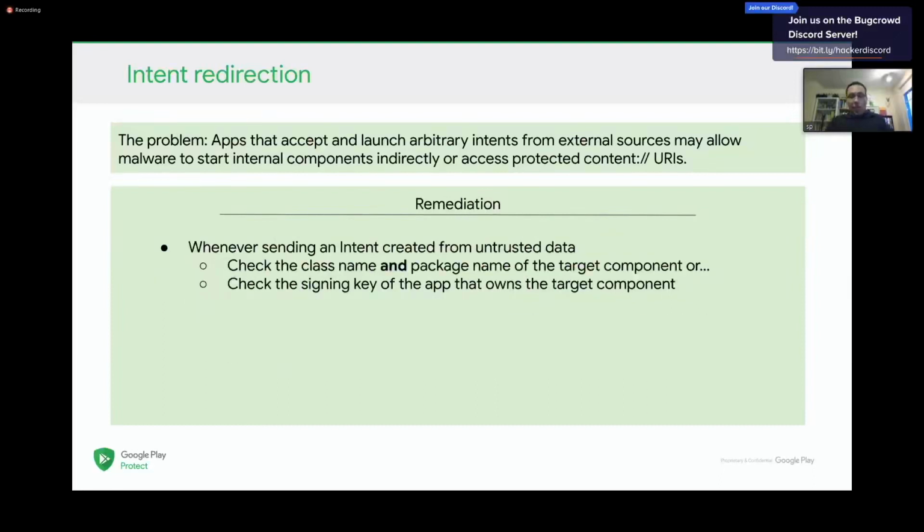Remediation is always check class name and package name of the target component, not just the class name. And ideally also check the signing key of the app that owns the target component. You only want to send your private messages to the known verified receiver, not to a random application, right?